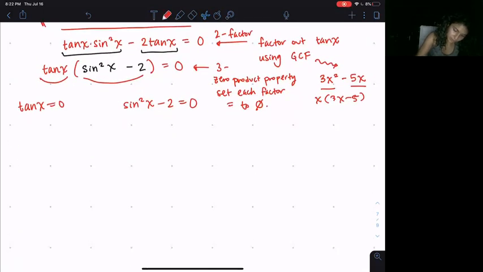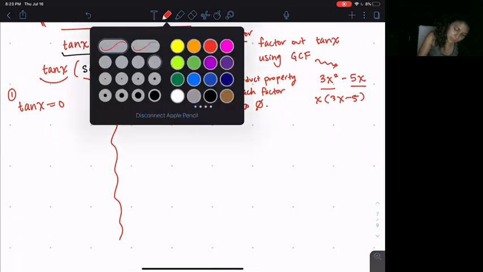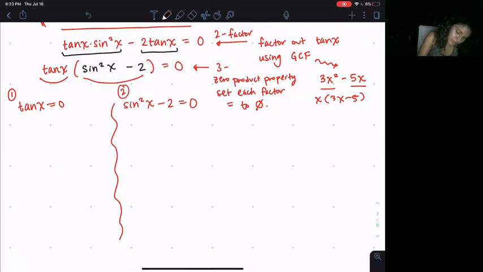So let's first deal with equation number 1, and then we'll deal with equation number 2. Equation number 1 says tangent x equals 0. Remember, tangent represents y over x. So if I want y divided by x to equal 0, that means that just y needs to equal 0. Just the numerator must be 0, because 0 divided by anything is 0. So if I want this fraction to equal 0, that means that the numerator has to equal 0.